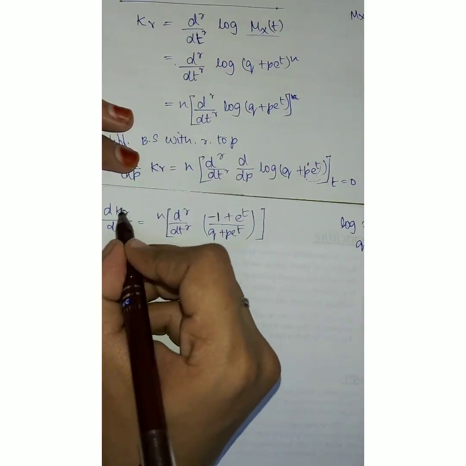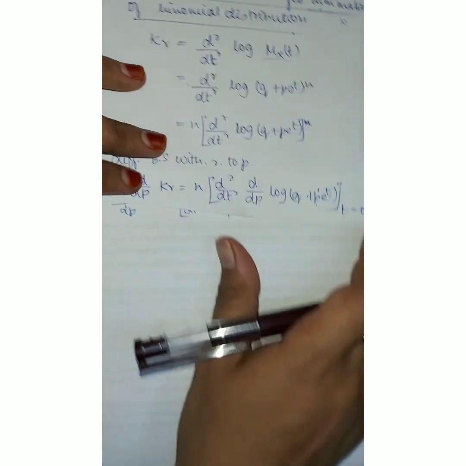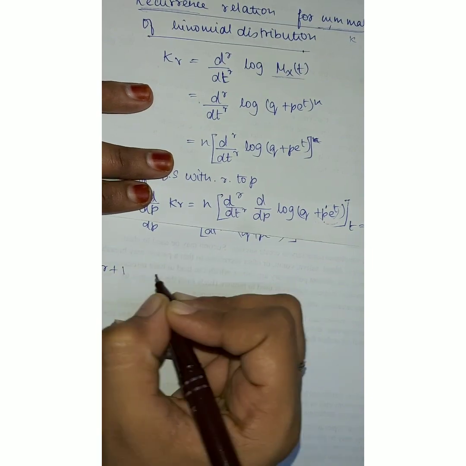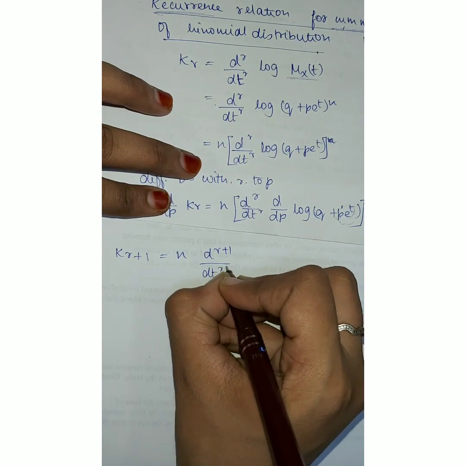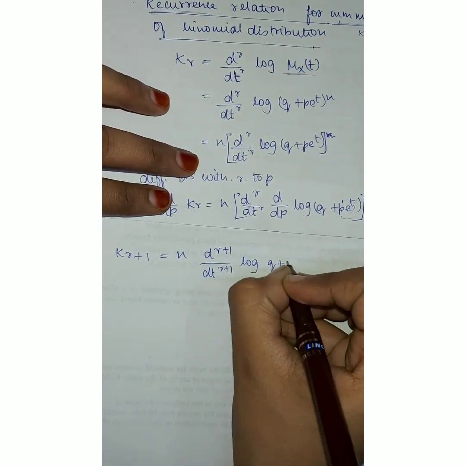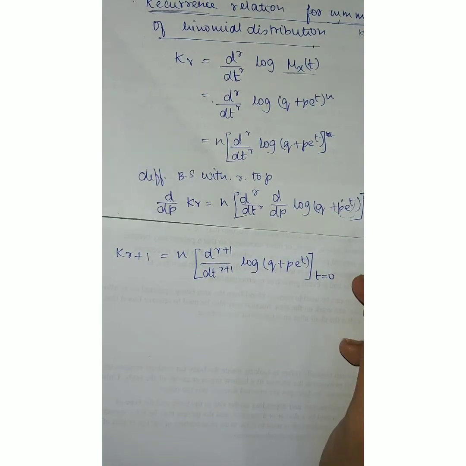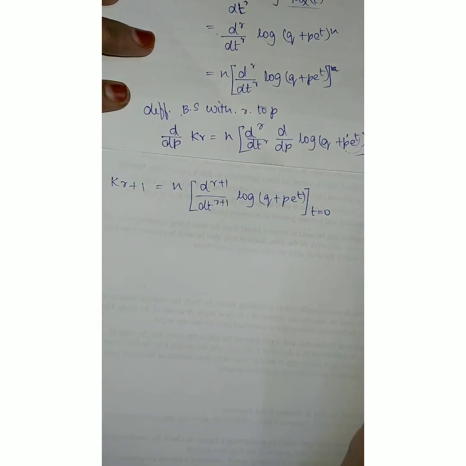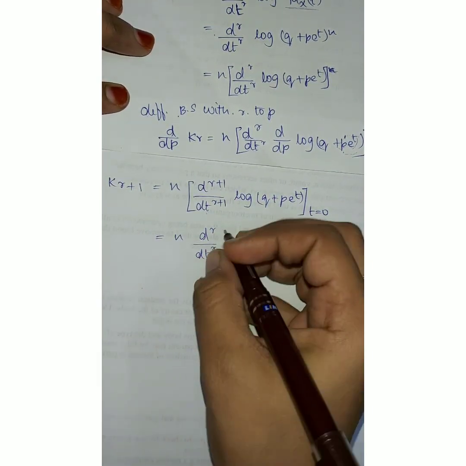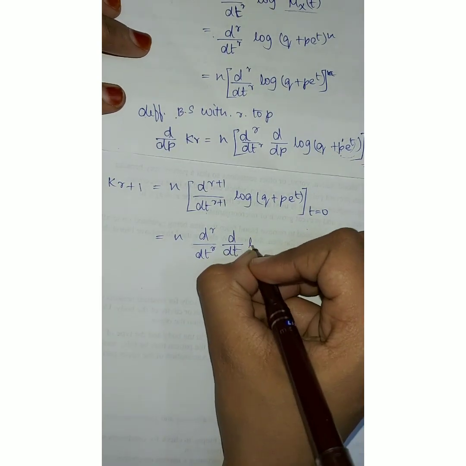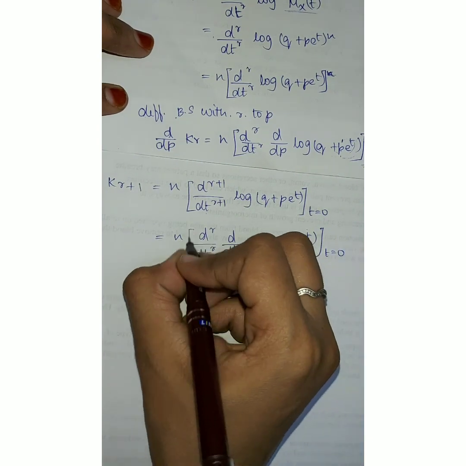As p becomes 1. As we are finding the recurrence, we have to find the next term, which is k r plus 1. That is equal to n into d power r plus 1 by dt power r plus 1 of log of q plus p e power t. And in the bottom, t is equal to 0. Now separating this, d power r by dt power r into d by dt of log of q plus p e power t, t is equal to 0.